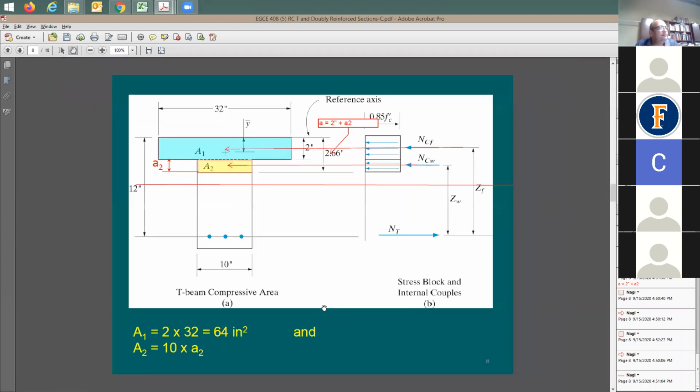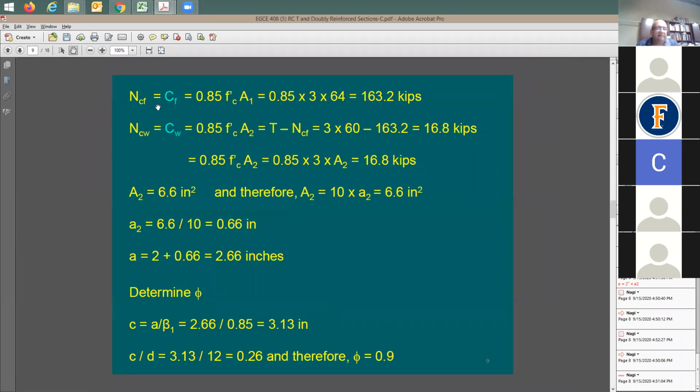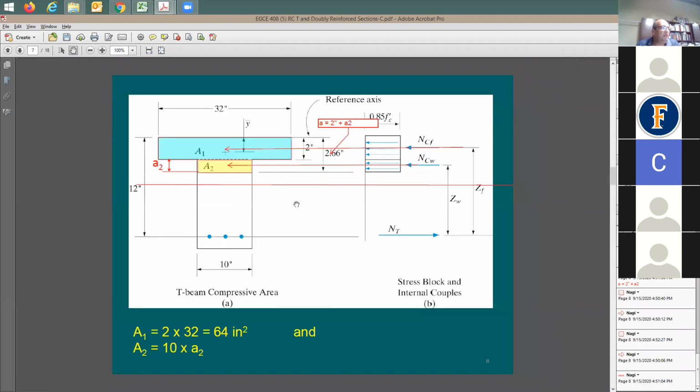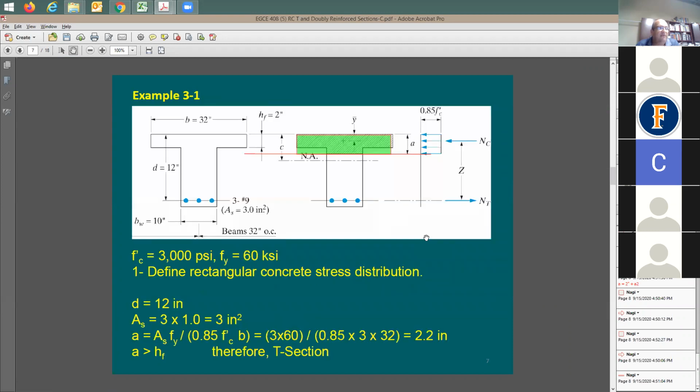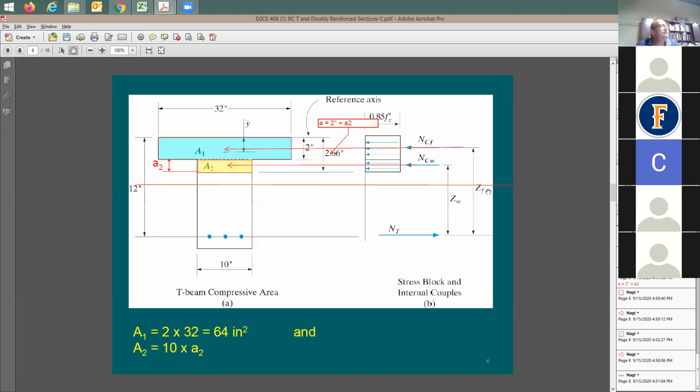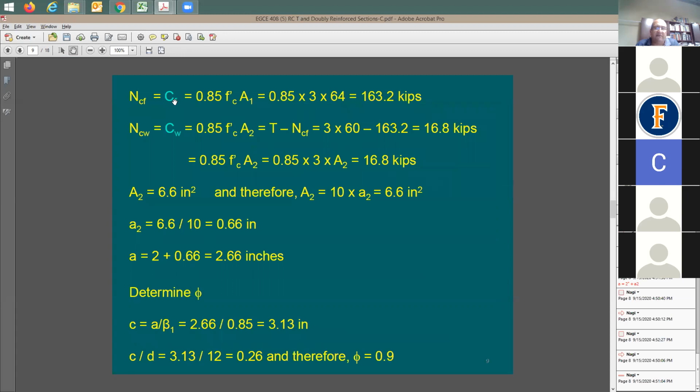Let's see the equation. Here's NCF, or you may call it CF, the compression in the flange. In the past, we used to call this just C. When you open the reference book, they call it N sub C. This is the same thing. So C or T or N sub C, N sub T is the same thing. So C sub F, the compression in the flange, is going to be equal to 0.85 F prime C times the cross-section area of this flange. The cross-section area of the flange, as we agree, is going to be equal to 64.